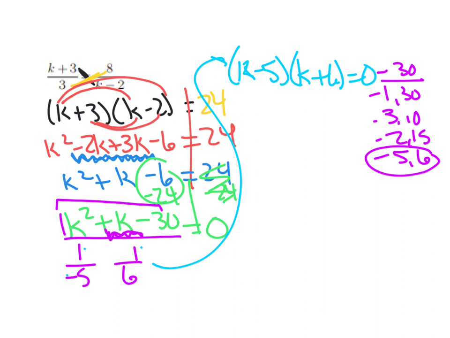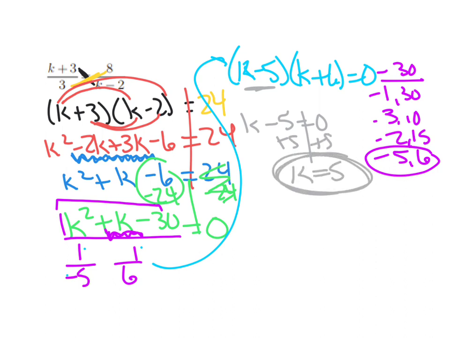But now we're trying to actually figure out what the value of k is. So now we're going to take both of these factors and we're going to set them equal to 0. So we're going to take this first one. We're going to say k minus 5 equals 0 and solve. So our first answer would be k equals 5.